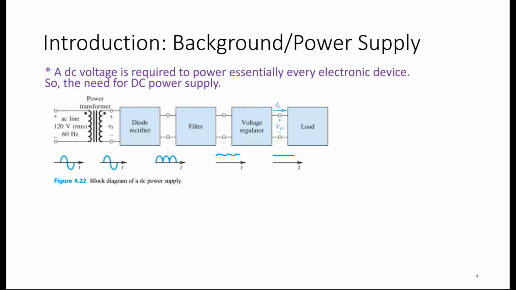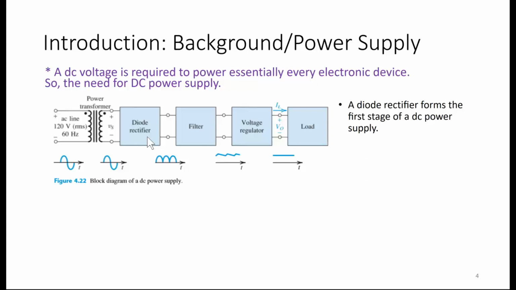The Malaysian electrical system is 240 volts at 50 Hertz. But this diagram I have shown here is from our reference, which is CEDRA. It refers to the US electrical system, which is 120 volts at 60 Hertz. But whatever it is, the concept is still the same. So a diode rectifier forms the first stage of a DC power supply.